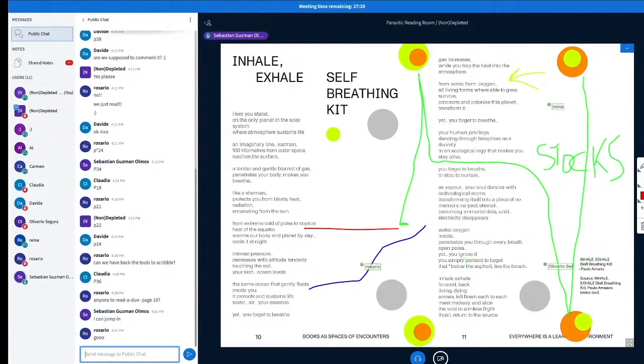Water, oxygen, inside, penetrates you through every breath, open pores, yet you ignore it. You simply pretend to forget that below the asphalt lies the beach. Inhale, exhale, forward, back, living, dying, arrows left blow each to each. Meet midway and slice, the boy in aimless fight. Thus, I return to the source. Inhale, exhale by Paulo Arriano.